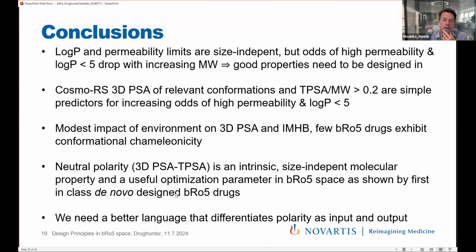And lastly, I think we need a better language that differentiates polarity and also lipophilicity as input and output, because if we use the wrong language, this may prevent us from putting polar atoms where they might actually be tolerated because they're not that polar, as you saw in the PRMT5 case.